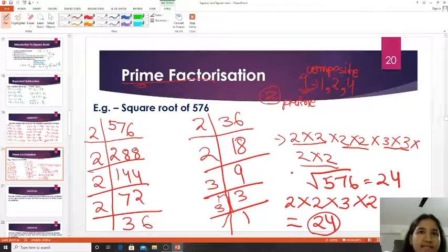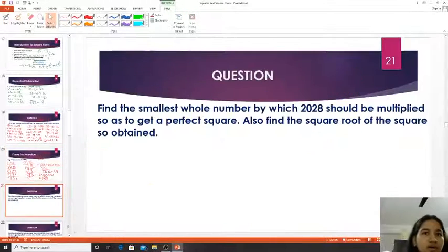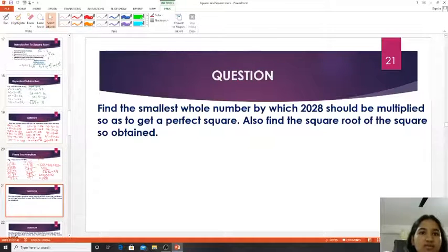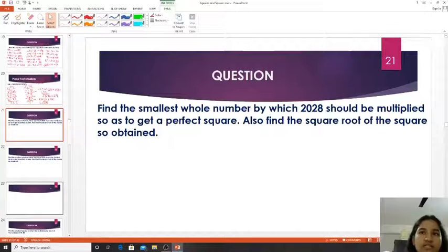I hope it's clear. Okay, so for today only this much. In our next session, we'll be solving a few questions related to what we have learned with the prime factorization method, and then we'll proceed with our next topic, the long division method.